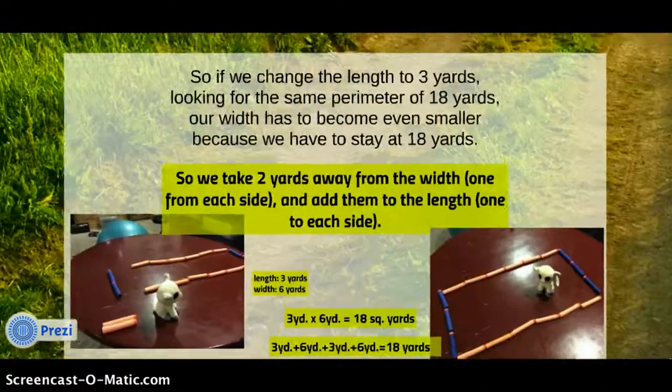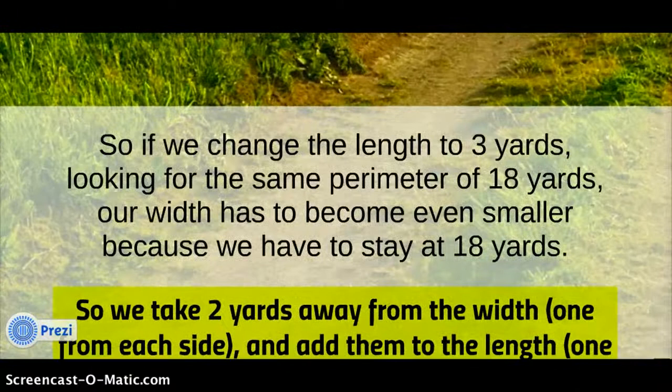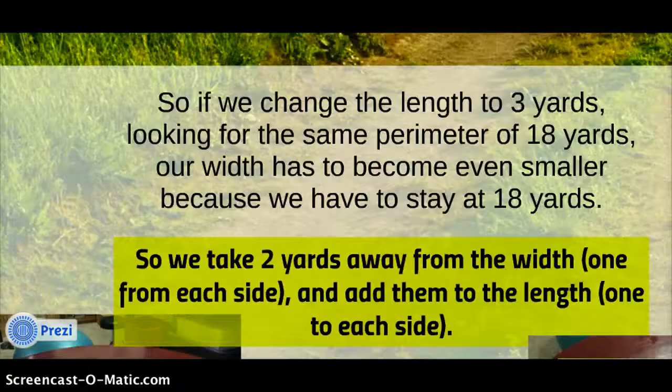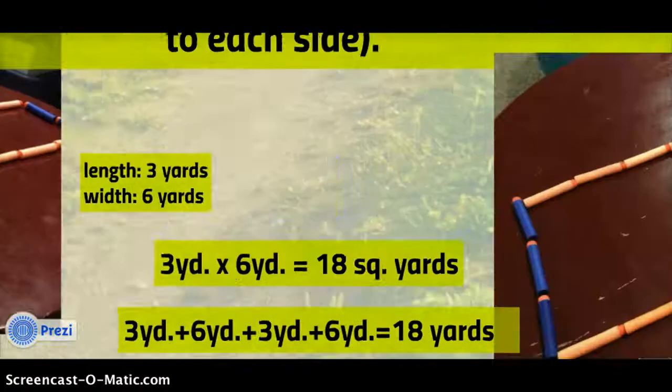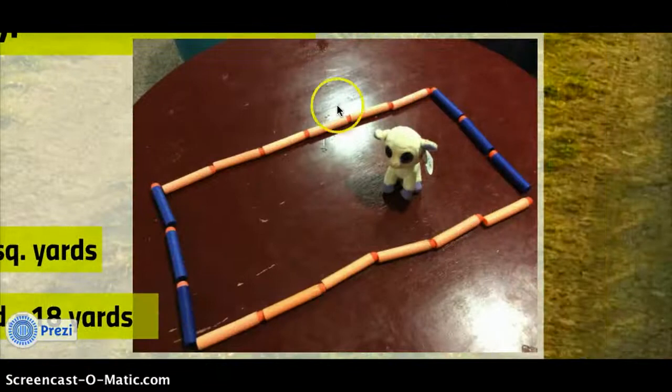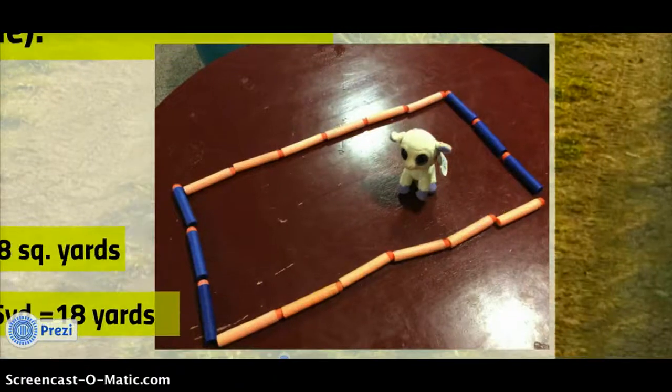Okay, so if we change our length to 3 yards, we're looking at the same perimeter once again for that 18 yards. Our width has to become even smaller this time, but we still have to stay at the 18 yards. So again, we're going to take the 2 away from the width here, and we're going to add one of the blues in here. So it'll look like this. Look at that fence, it's so much bigger.